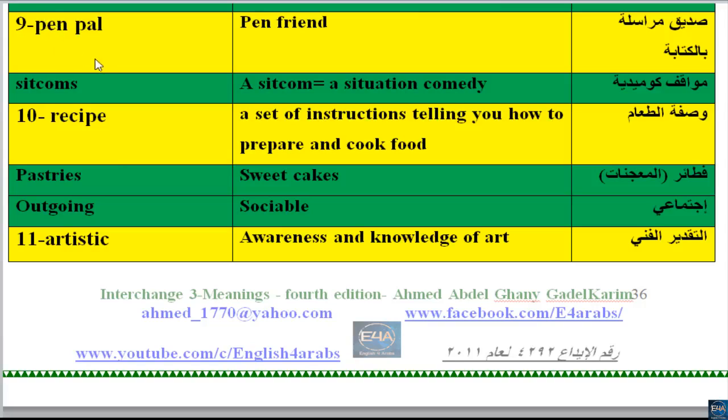Today we're going to have Unit 8 Part 2, Interchange 3, 4th edition. Let's get started. These are the words of Unit 8, Part 2. Nine words of exercise number 9.